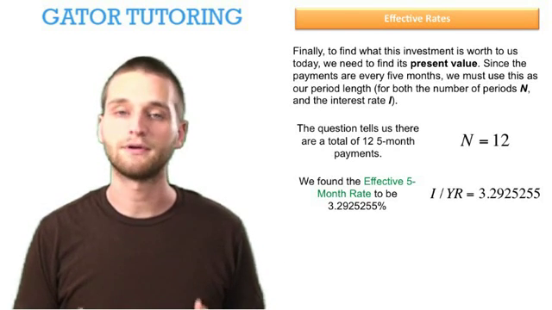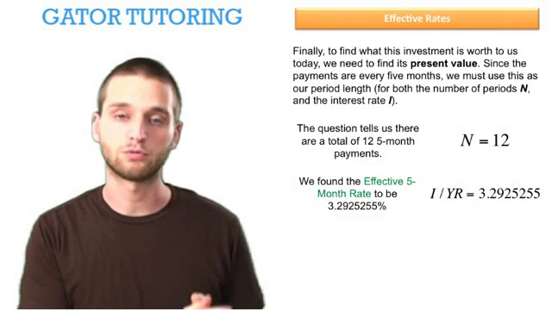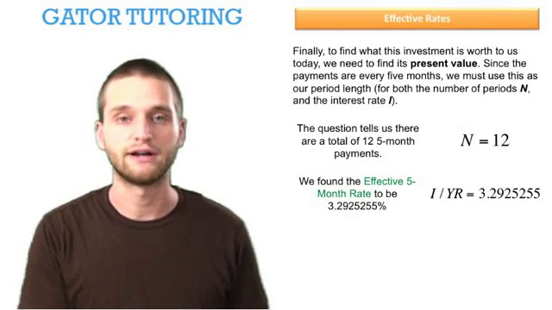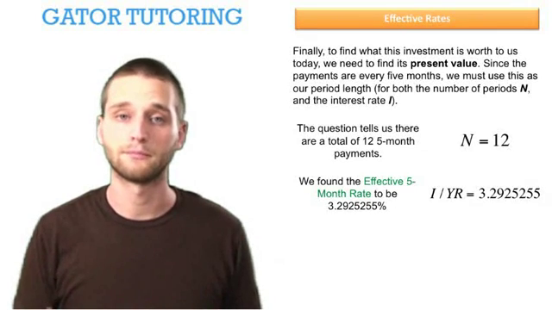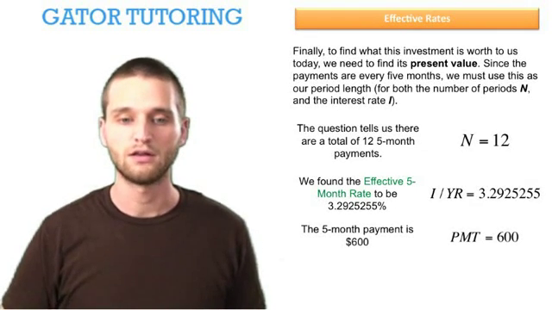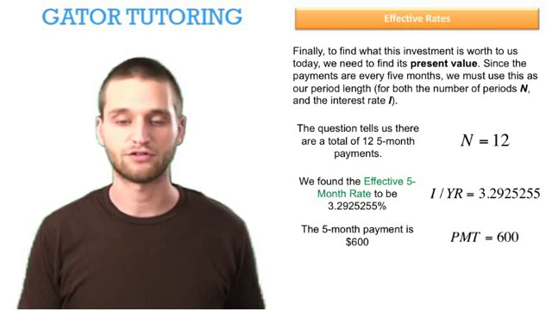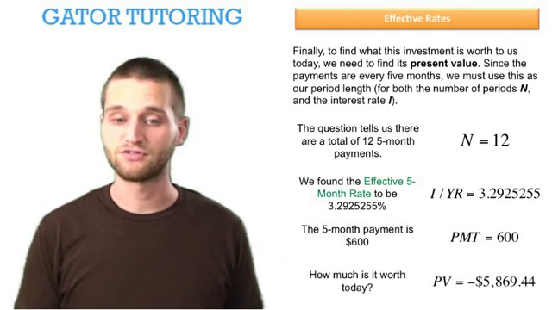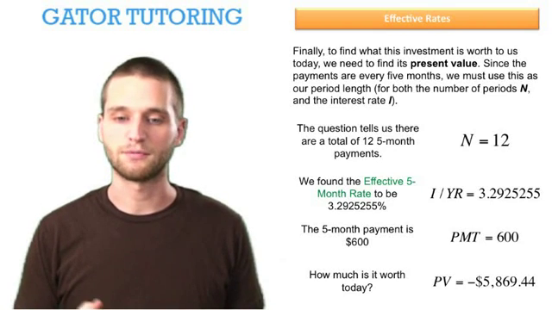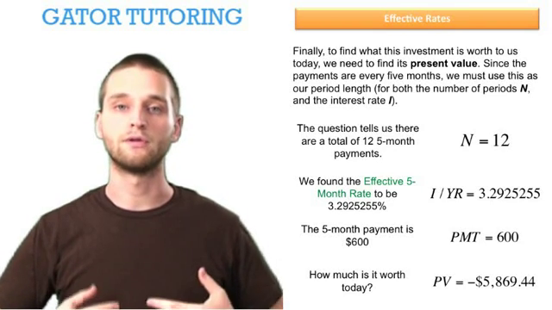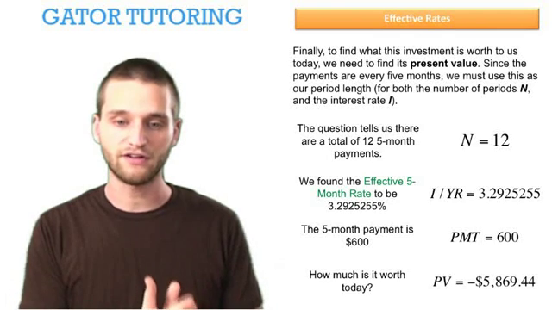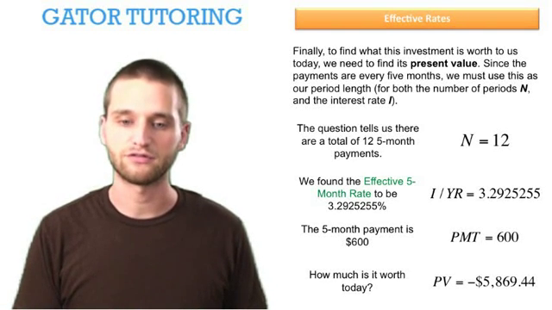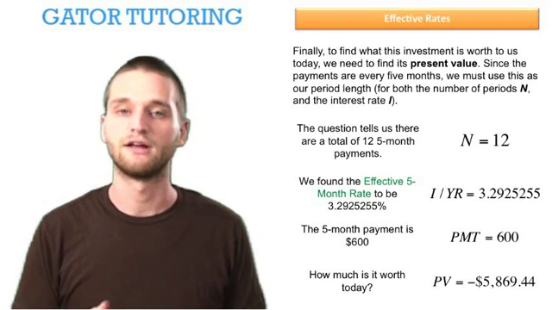We found the effective 5-month rate to be 3.929252555%. So we input this as the interest rate. Again, because we're matching the length of the interest rate with the length of the periods, and both of them are in 5 months. The 5-month payment is given as $600, so we put this into the payment function. How much is this worth today? Well, we just solve for the present value, and we see that we would be willing to purchase this investment today for $5,869.44.